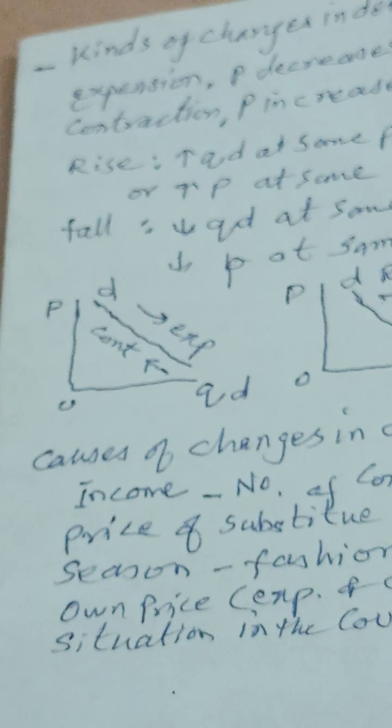The next cause of change in demand is season. Due to season, demand increases, and during off-season demand decreases. Next is fashion. When there is a thing in fashion, demand increases, and in case of out of fashion, demand decreases.